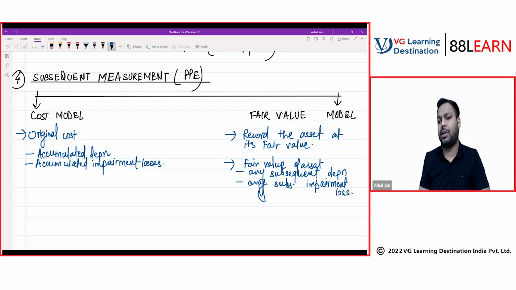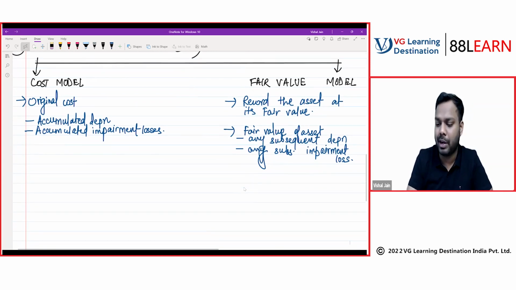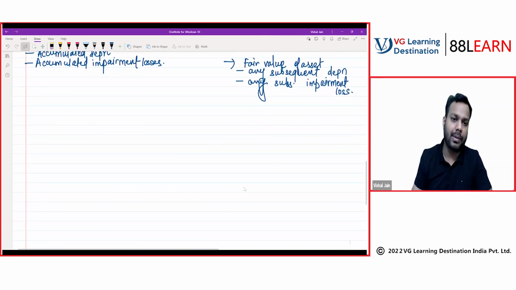Okay. Definitely, I'll take up an example and explain it to you guys so that you will understand it in a better manner. Now, let me take up an example.